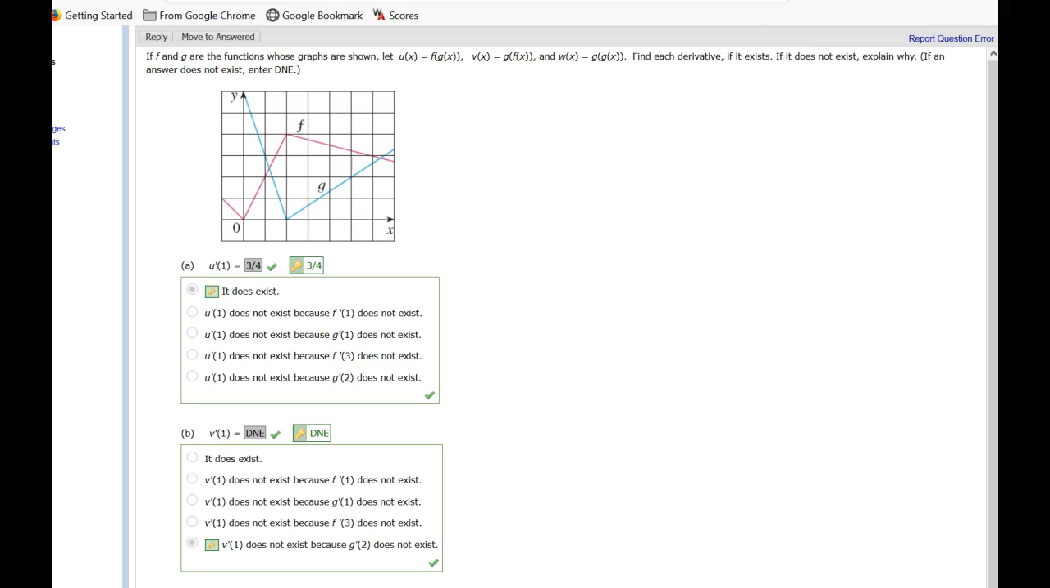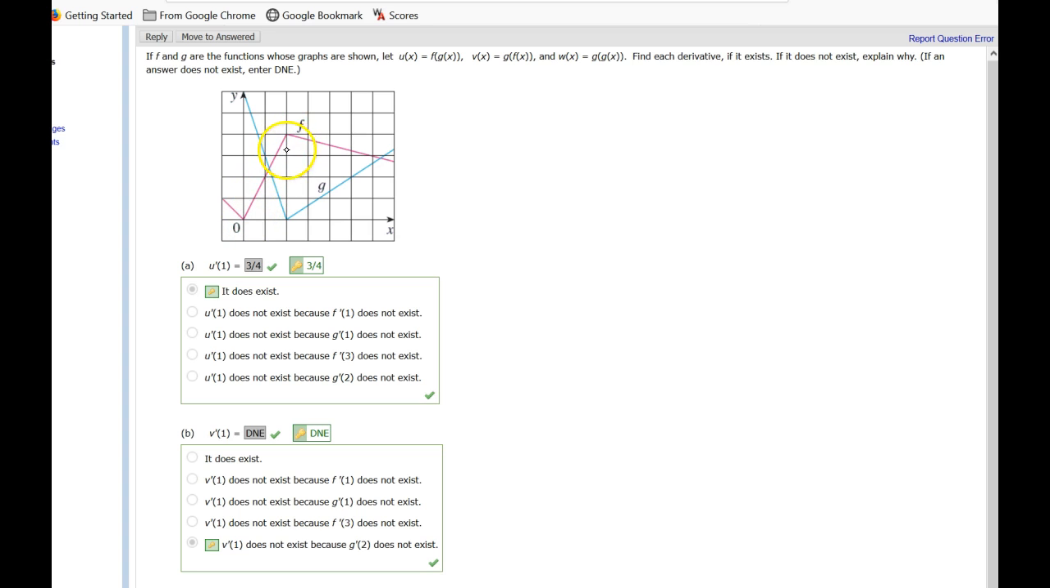Hi, I wanted to do a quick video answering this question in section 3.4 that a student had asked me about. So in this question, it's on the chain rule, and we need to find each derivative if it exists and explain why. So we're supposed to do this from a graph, and notice that this part of the graph of f is this straight line segment.